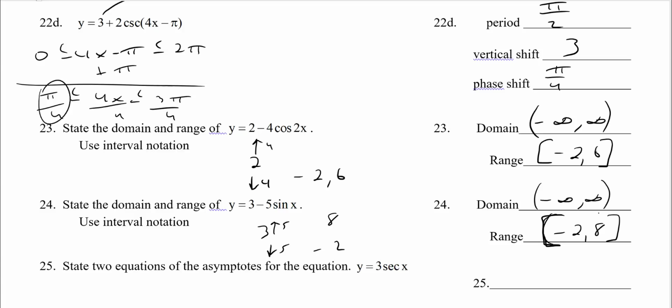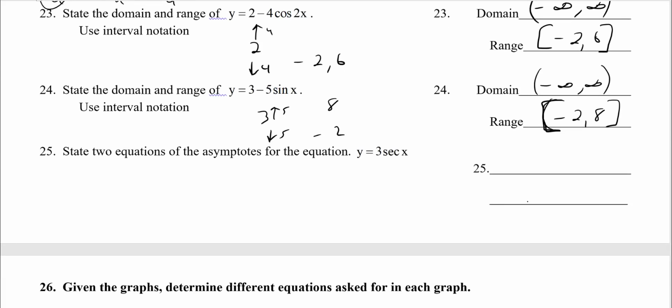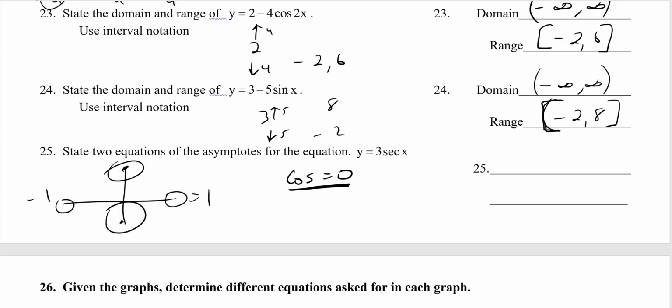Okay, cool. State 2 equations of asymptotes. Guys, remember, asymptotes are where the function is undefined. So if I'm looking at secant, think cosine. Where it's undefined is where it's 0 in the denominator. So when cosine is equal to 0, that's when secant is undefined. So think about it. Where's cosine 0? Well, here and here. Because cosine of 0 is 1, and cosine of 180 is negative 1. So it's these top 2 locations.